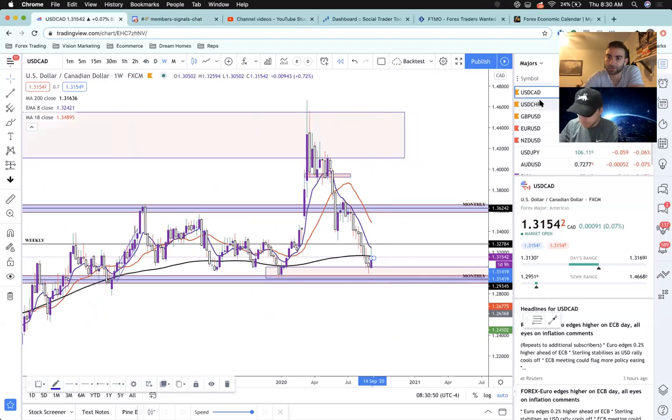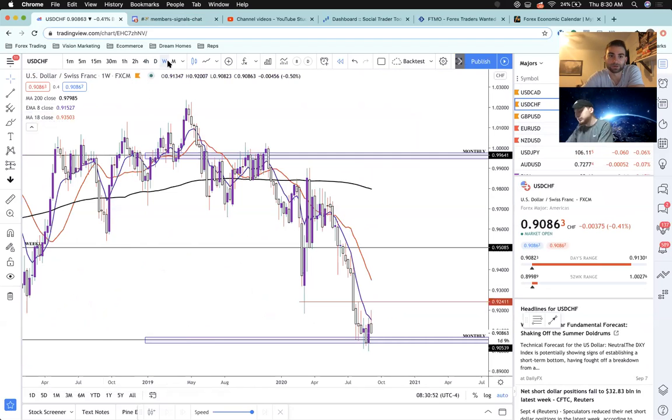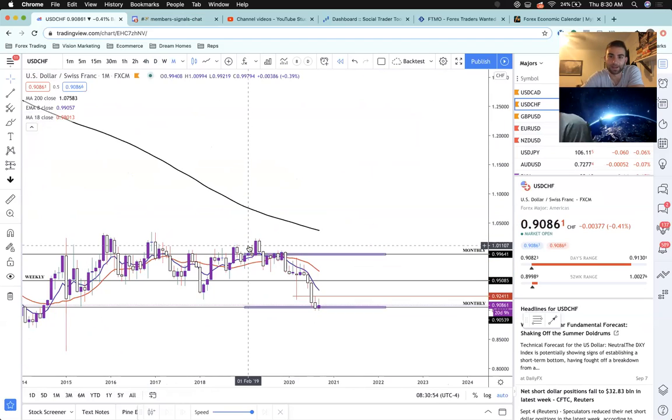So let's go over to USEF and do much of the same. USEF is a little bit ahead of where UCAD is right now in the trend forming. Big news coming for CAD.